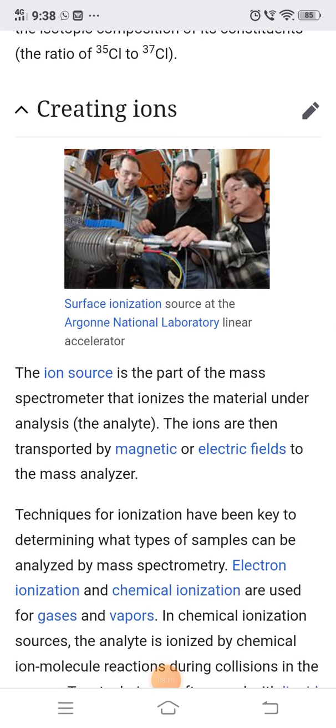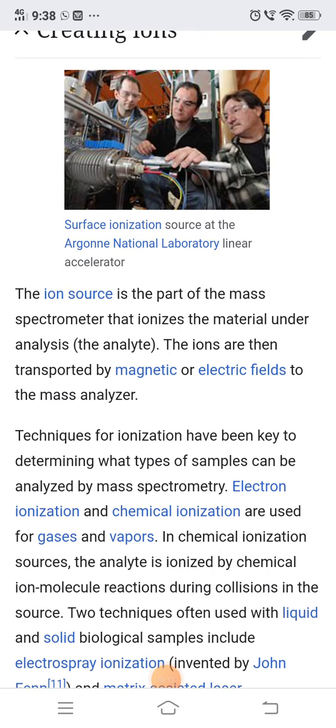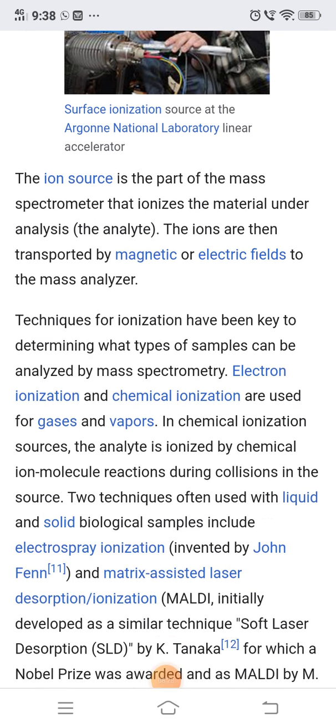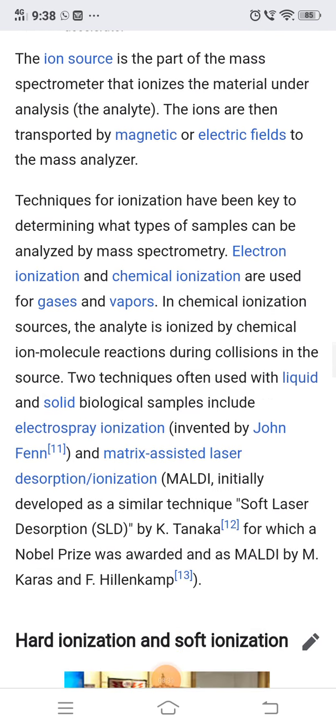Then, how are the ions created? The ion source is the part of the mass spectrometer that ionizes the material under analysis. The ions are then transported by magnetic or electric field to the mass analyzer. Techniques for ionization have been key to determining what types of samples can be analyzed by mass spectrometry.